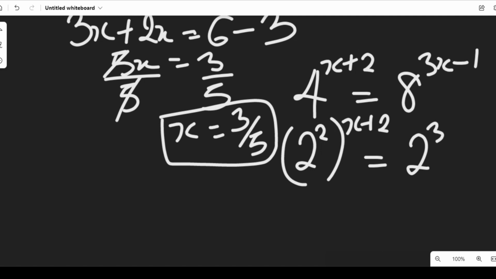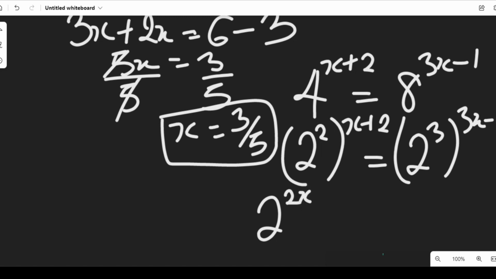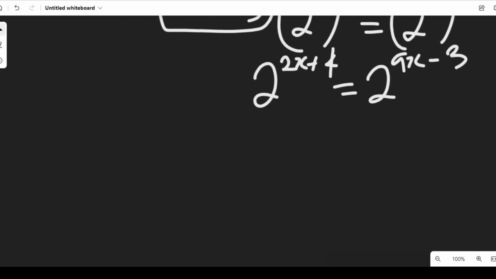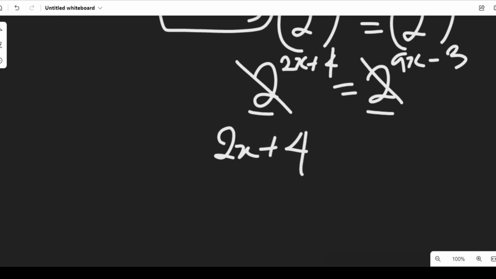8 can be 2 raised to power 3, and this will be equal to 3x minus 1. So this will definitely give us 2 raised to power 2x plus 4, and this will be equal to 2 raised to power 9x minus 3. So you see that we now have a common base, and since we have a common base, we clear the common base, and then we'll have 2x plus 4 to be equal to 9x minus 3.